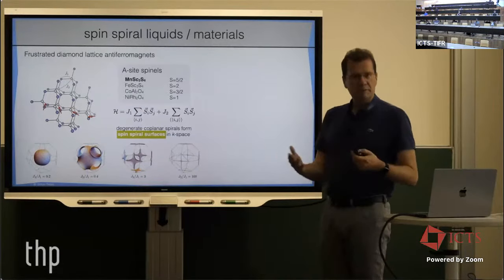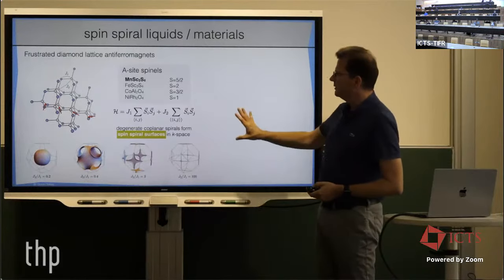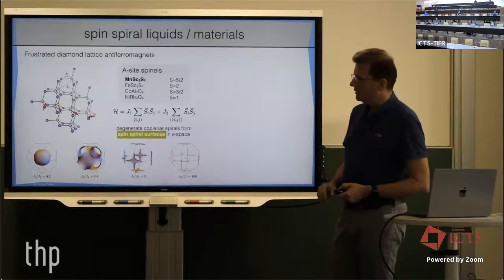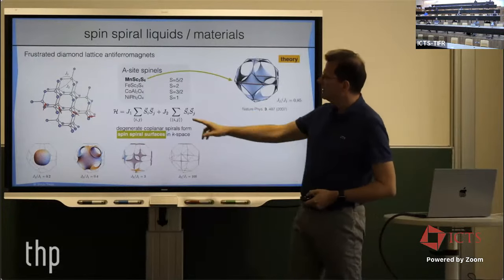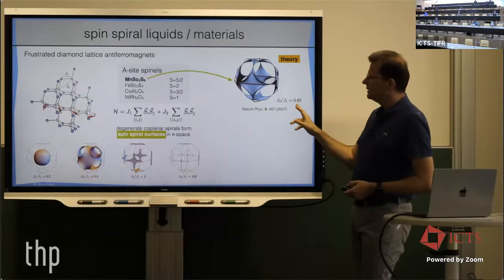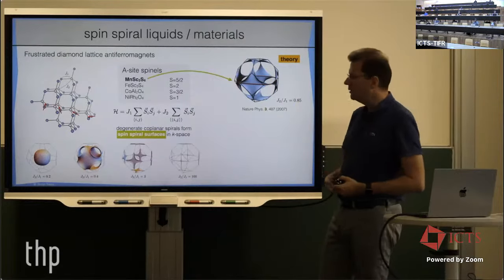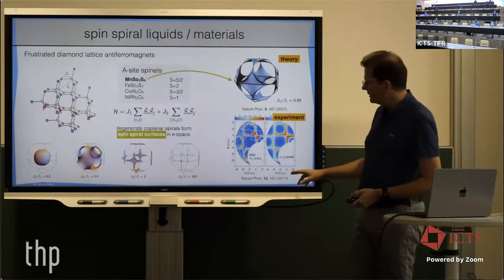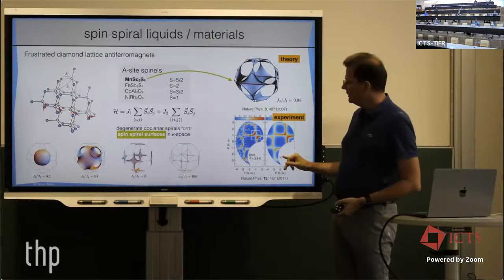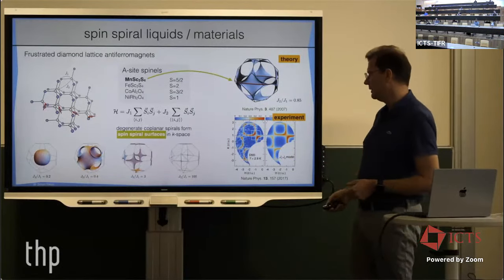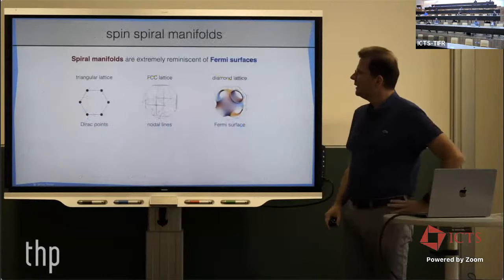I want to put my own flavor on this and discuss how supersymmetry can help to identify these. This is an interesting discussion because for manganese-scandium-sulfide, some 15 years ago we predicted that such a spin spiral manifold will exist. And some 10 years later, Christian Rüegg and his group at PSI actually saw in manganese-scandium-sulfide exactly the spin spiral state, in neutron scattering experiments.